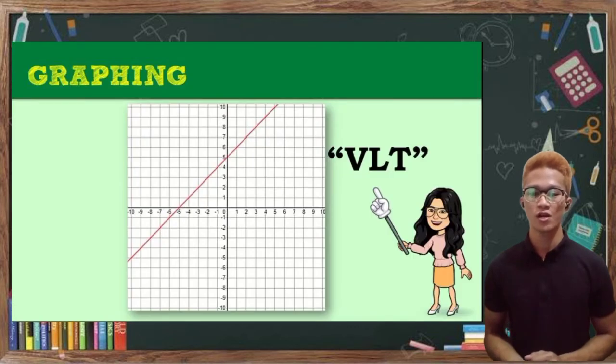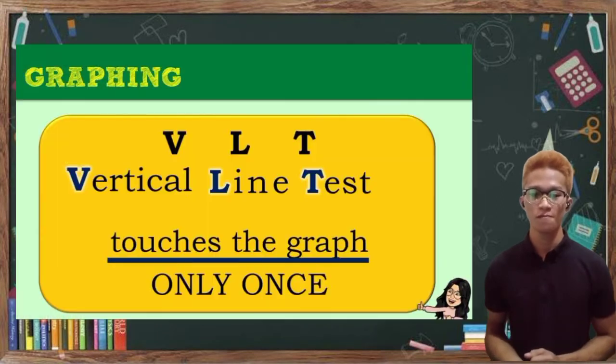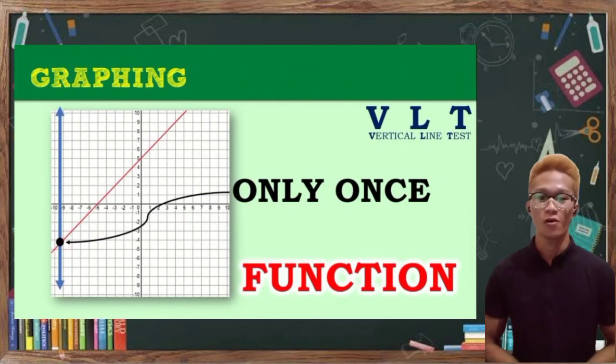It is an imaginary vertical line that was used to identify a certain graph if it's a function, if it touches the graph only once or otherwise it is not a function. If the vertical line hits twice or more the graph point on the graph, then it is not a function. For example, how do we know if this graph is a function or not?